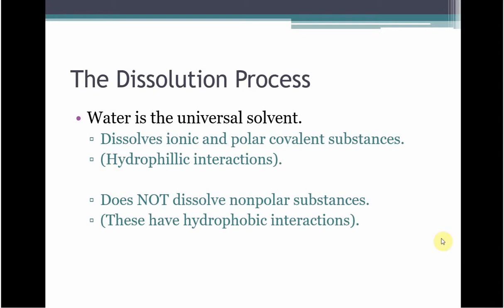Here we've got hydro meaning water, and philic meaning, this actually comes from the Greek word for brother or love. So it's water loving interactions. And what's going to happen is you're going to have the water molecule.